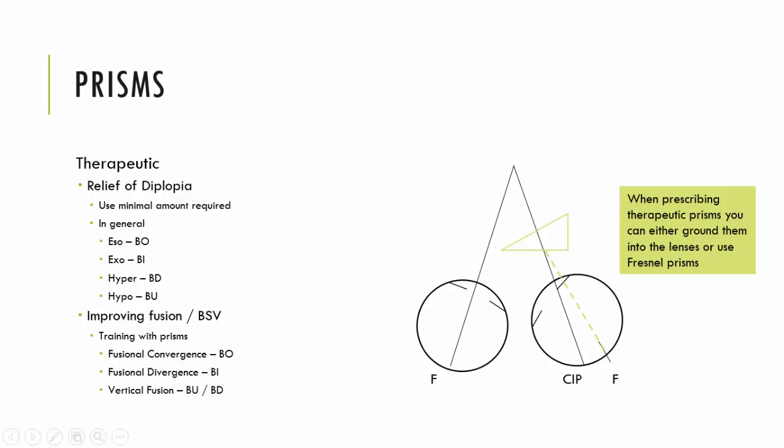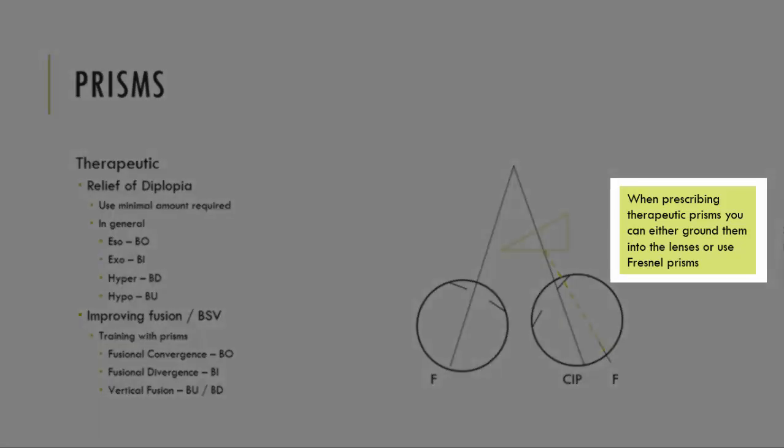And here you just see I've given you an indication of the direction of the base for correcting a deviation in therapeutic management of patients. And it's the same as the direction of the base in measuring a deviation, such as in the PCT. Now, when we prescribe prisms in these patients, we have two options. We can either ground the prism into the glasses, which is a permanent type of solution, or we can use a Fresnel, a press-on Fresnel, which we put on the pair of glasses.